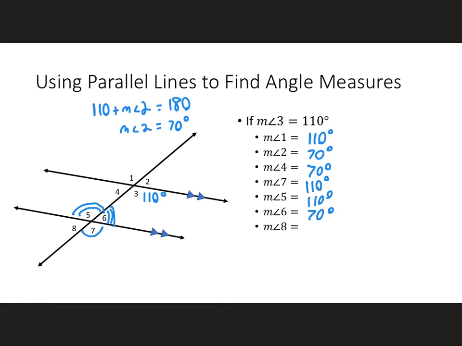And although there's no special relationship between angle 3 and angle 8, angle 6 and angle 8 are vertical angles, so we know that angle 8 is also going to be 70 degrees.